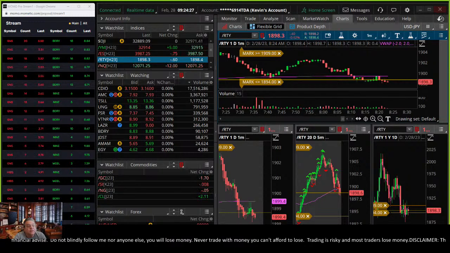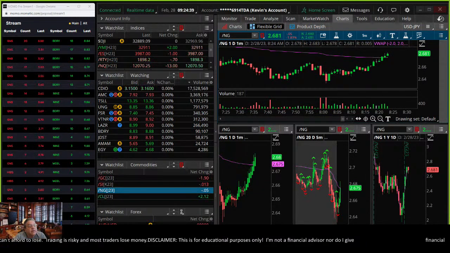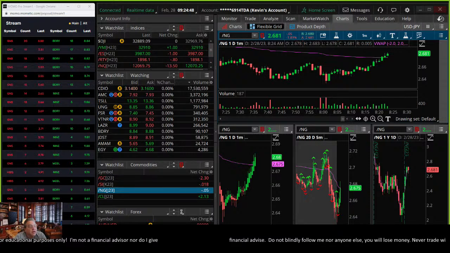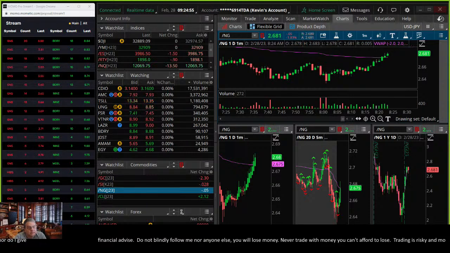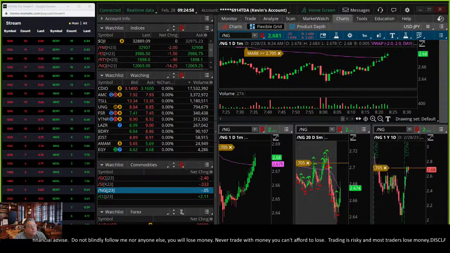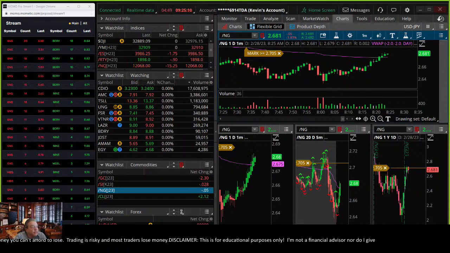Okay, so I do like natural gas up here. Now, if we can get natural gas to come up to 2705, let's look at natural gas. 2705 would be a good entry, so I'm going to go ahead and mark that. 2705. That would be a really nice entry point. Got to get it to pop back up, but I do like that trade. So we're keeping an eye on natural gas. That is also one of my favorites.